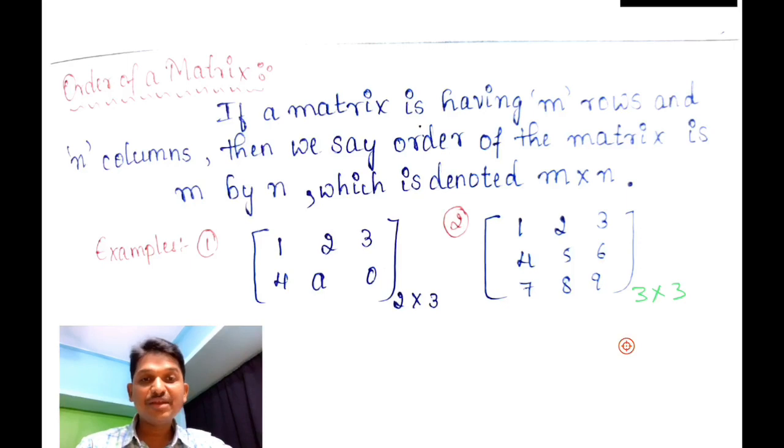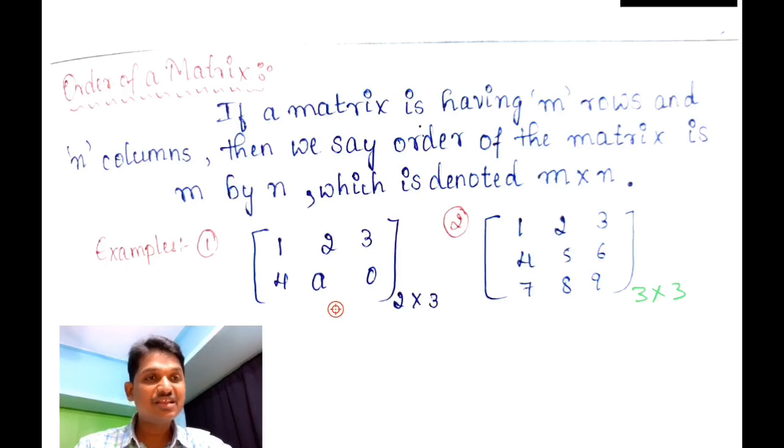What is order of a matrix? If a matrix is having m rows and n columns, then we say that the order of the matrix is m by n. You observe, you take this example. In this matrix, 2 rows are there, 3 columns are there. So order of this matrix is 2 by 3. Okay. Related to order of a matrix, one important point is there. If a matrix is of order 2 by 3, number of elements in that matrix is 2 into 3. 2 into 3 is what? 6.